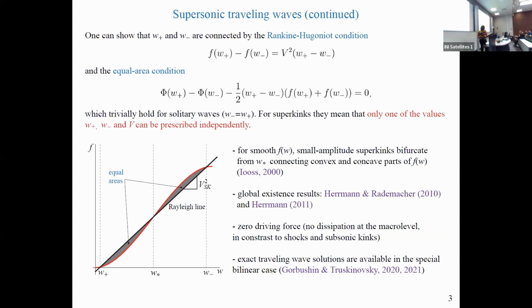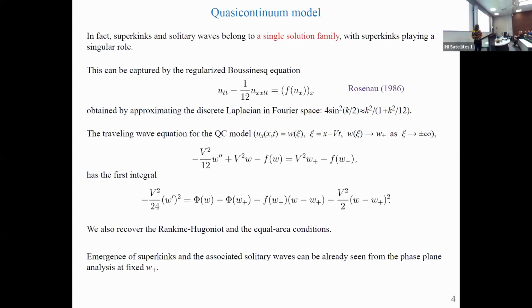I already spoke about zero driving force. As far as exact analytical solutions, you can actually obtain them in some special cases. For example, in the bilinear case that I'll mention a bit later, Rabush and Drostinovsky obtained solutions both for kinks and solitary waves.